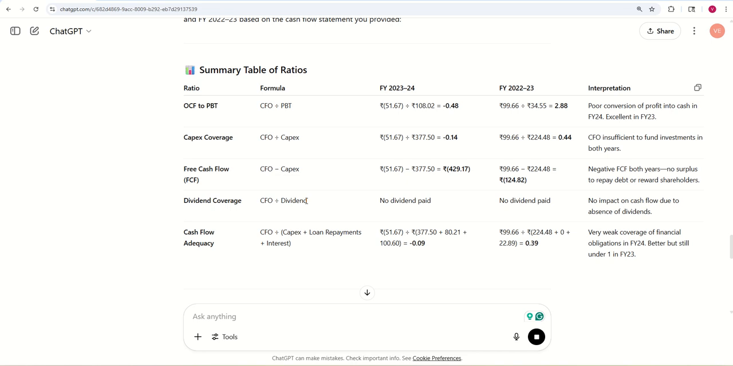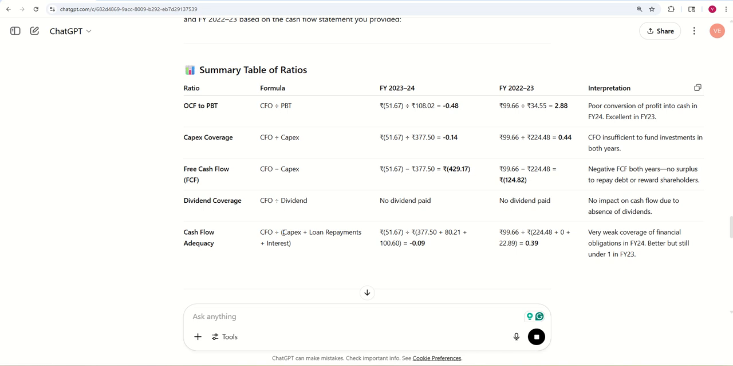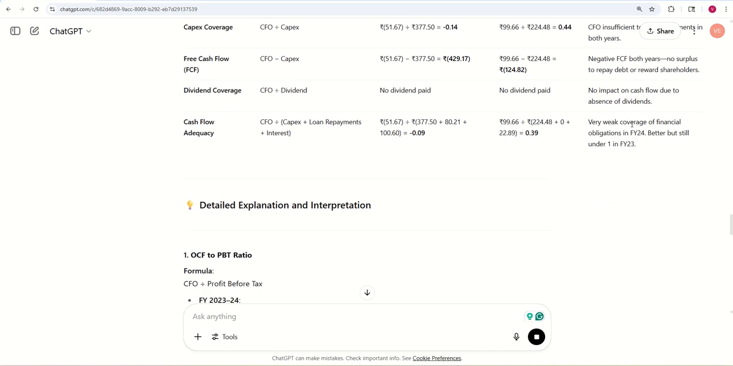Then dividend coverage: is CFO covering the dividend or not. There is no dividend paid. Gensol has not paid dividend, so it has been captured properly. Cash flow adequacy, its formula is cash flow divided by capex plus loan repayment plus interest. So let us see the inference part.